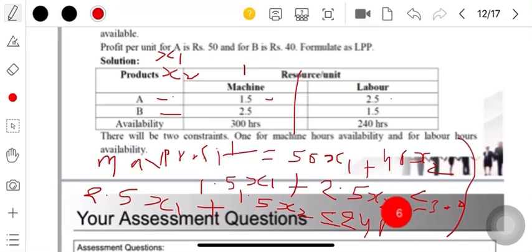So this is the problem. Now you can use the graphical method to solve this problem. Is it clear?